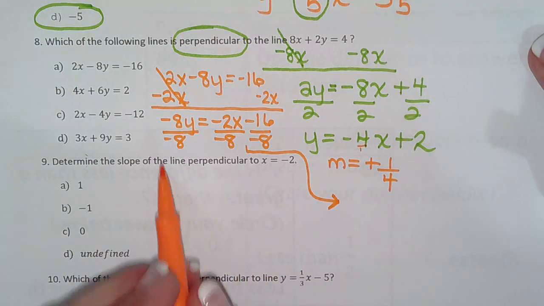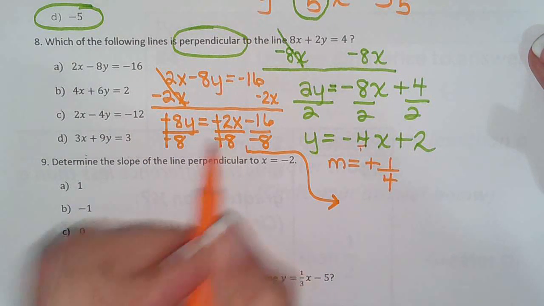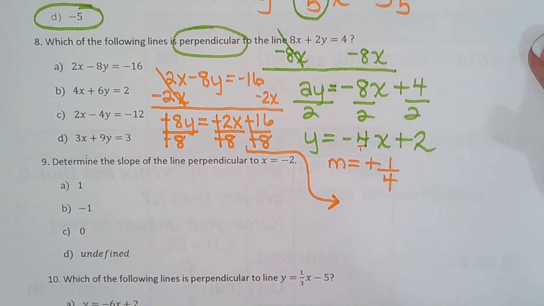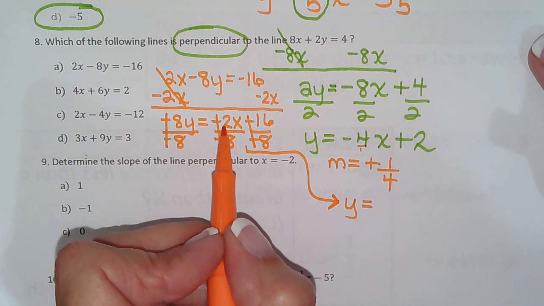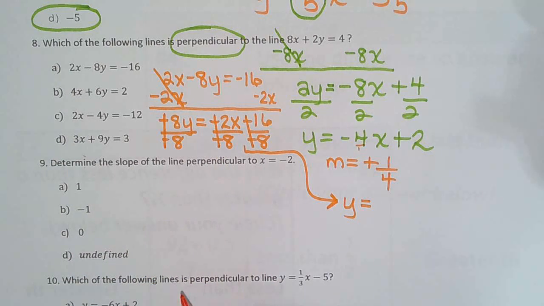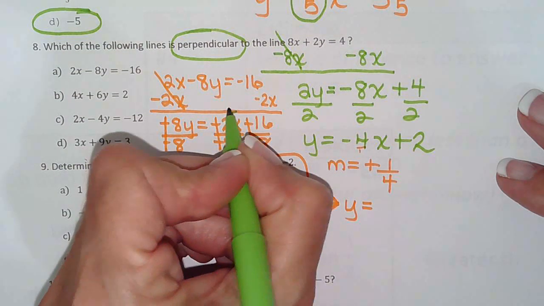So 2 negatives positive, 2 negatives positive, 2 negatives positive. I kind of like to do the signs ahead of time so I don't rush through and miss a sign. So that's going to be 1y equals, oops, look at that one. There's a 2 common, so we need to divide both of those by 2.